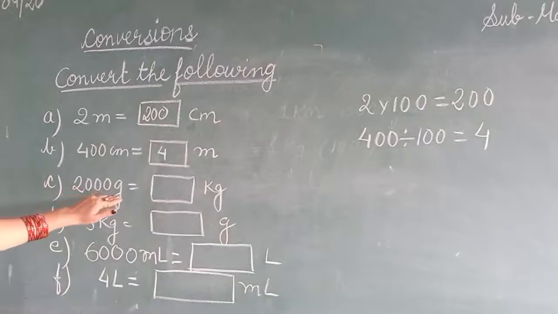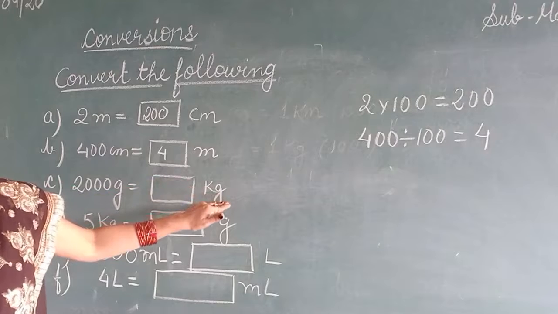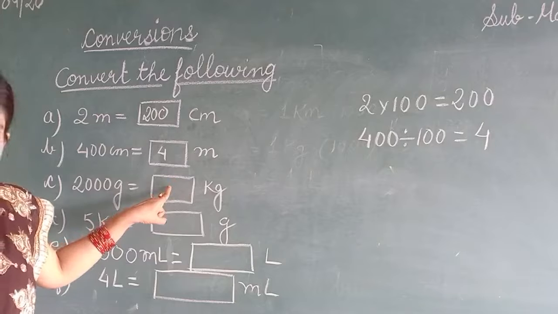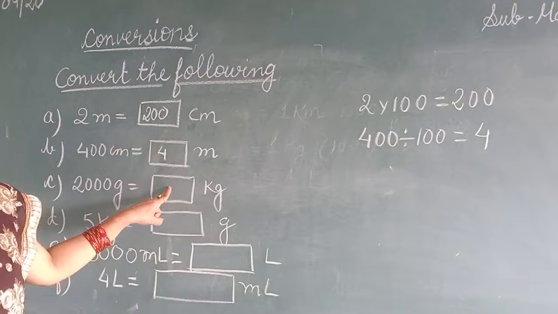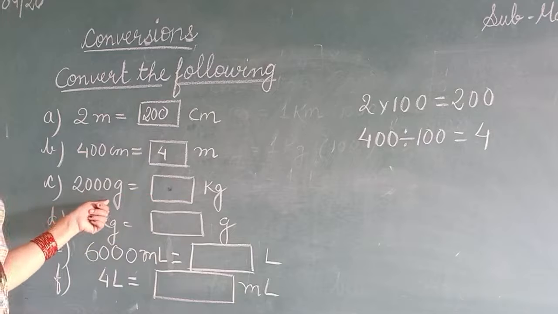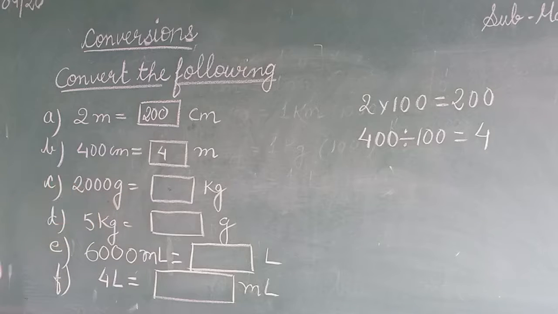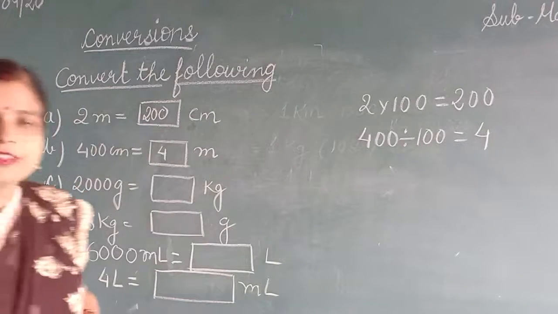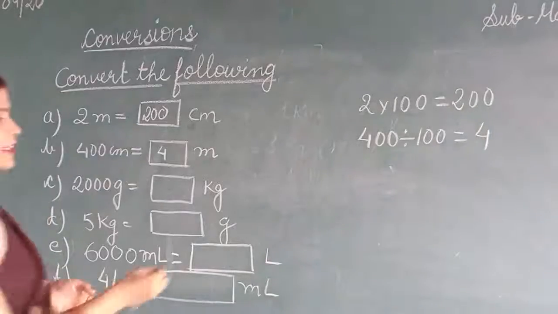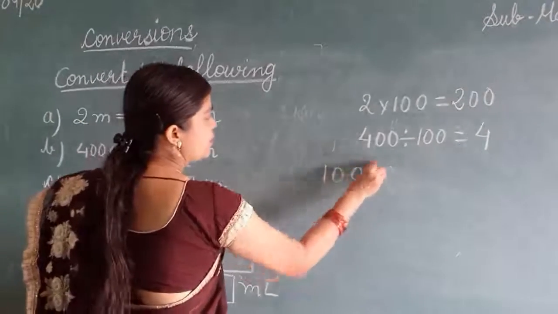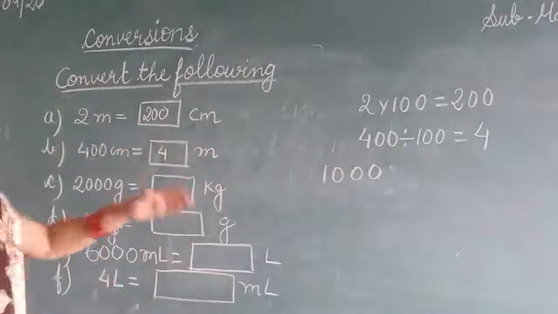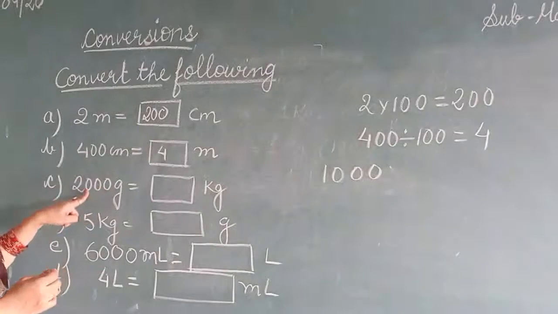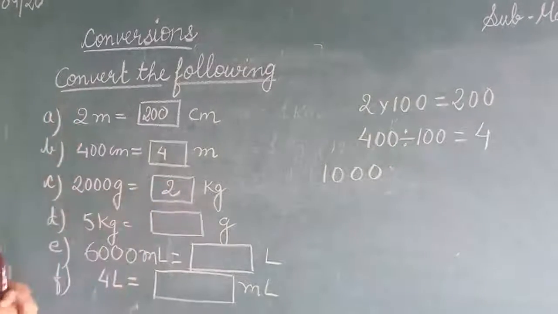Again here, smaller to bigger, so the number should be small here. The number is big, so it should become small. Small means what we have to do? We have to divide. And when we are dividing any number by 1000, what are we doing? We have to remove 3 zeros because 1000 has 3 zeros. We can count how many zeros 1000 has: 1, 2, 3. So when we are dividing any number by 1000, simply we remove these 3 zeros. So here it will be 50.